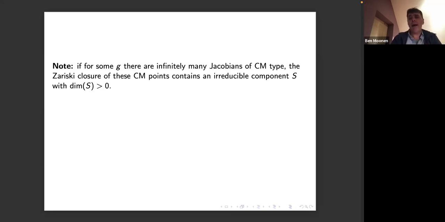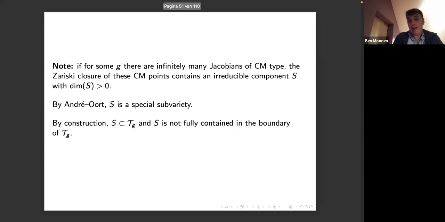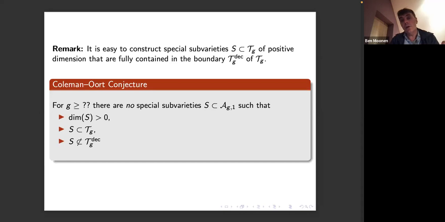Well, let's just imagine that for some genus, you actually have infinitely many CM Jacobians. That gives you an infinite bunch of CM points in the moduli, in the Torelli locus. You take the Zariski closure, and that will certainly have an irreducible component of positive dimension. By construction, the CM points are dense. So by André-Oort, the S you find is a special subvariety, and by construction it's contained in the Torelli locus, and in fact it meets the interior of the Torelli locus. And again, this last condition is crucial, because it's very easy to construct examples that are completely contained in the boundary, but those are not the ones that we want to look at. So this is a reformulation; it's equivalent to the original conjecture of Coleman.